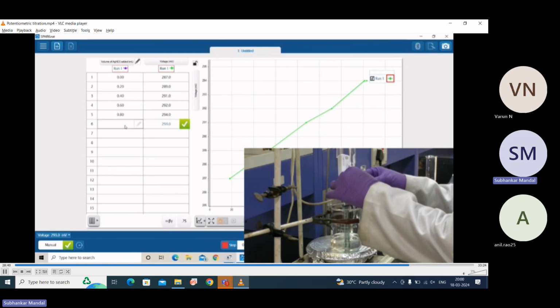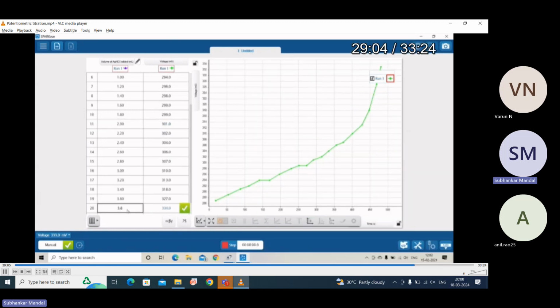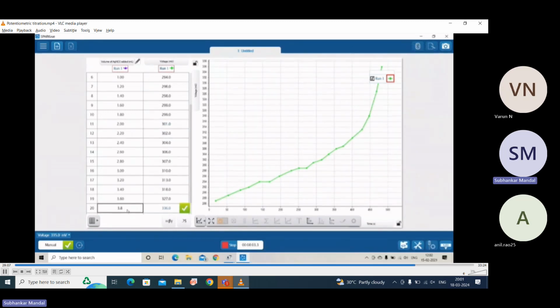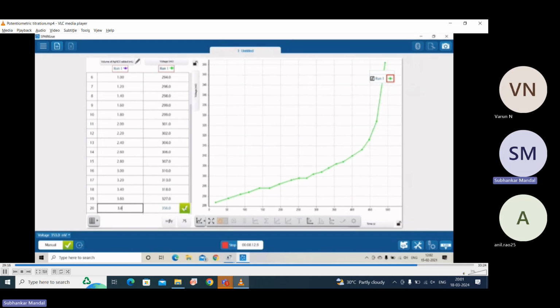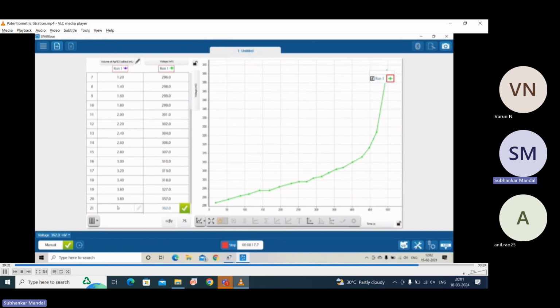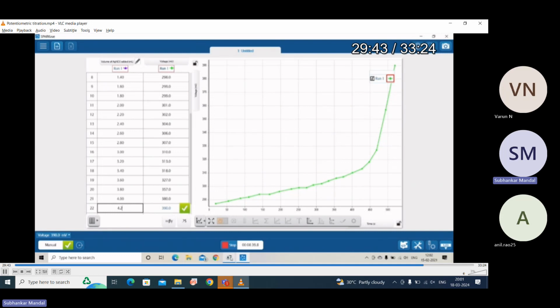As I have discussed, it will give a sharp change when there is an end point. Here you can see it is rising, where first the silver nitrate is reacting with the halide salt, and silver chloride or silver bromide is forming and precipitating. That will change the potential of the solution. For that, there is a sharp change of the potential, and from there you can get the equivalence point.